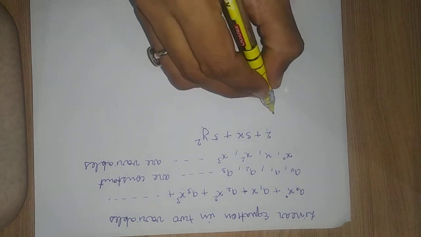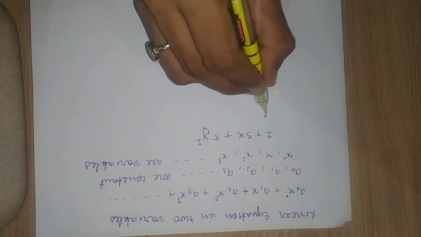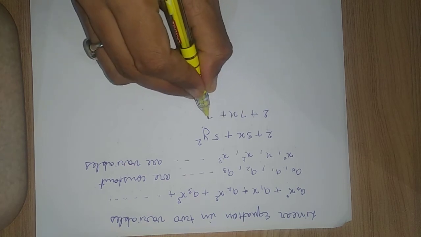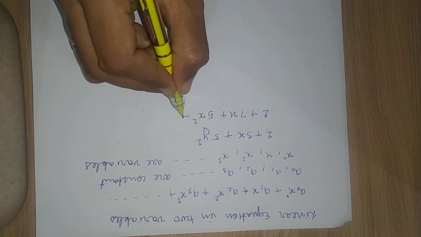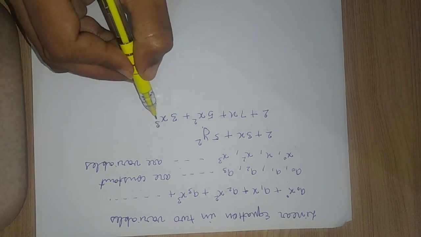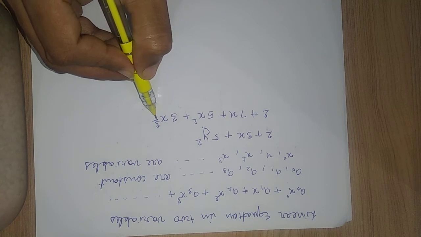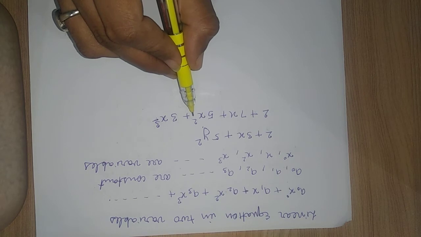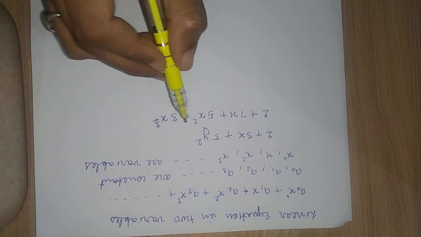Now, degree of a polynomial. Suppose a polynomial is 2 plus 7x plus 5x raised to the power 2 plus 3x raised to the power 3. Here highest exponent is 3, so this is a polynomial of degree 3. Similarly, highest exponent of any polynomial is known as degree of the polynomial.